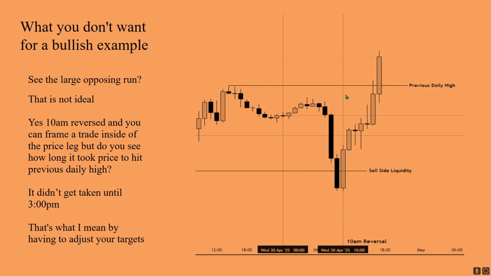So this is what I mean by yes, you can trade this. Yes, this is a very nice 10 a.m. reversal, but you have to adjust your targets. If you were holding for these highs, you can see it would have, unless you would have held all day, which some people do, but you can see the difference there. So see the large opposing run? That is not ideal. 10 a.m. reversed, and you can frame a trade inside of that price leg, but do you see how long it took price to hit previous daily high? It didn't get taken until 3 p.m. That's what I meant by having to adjust your targets.